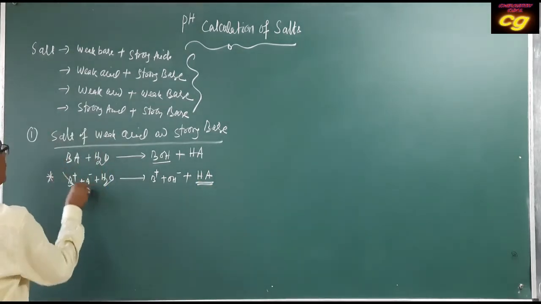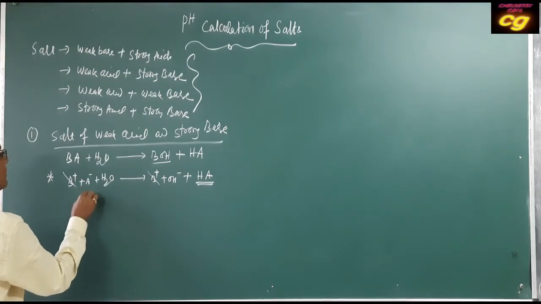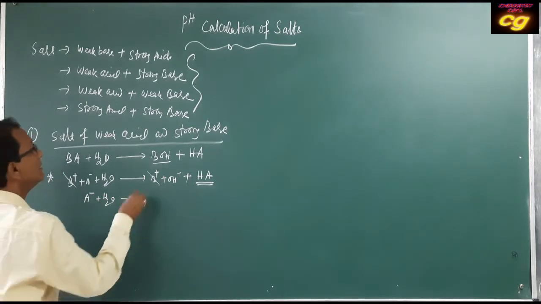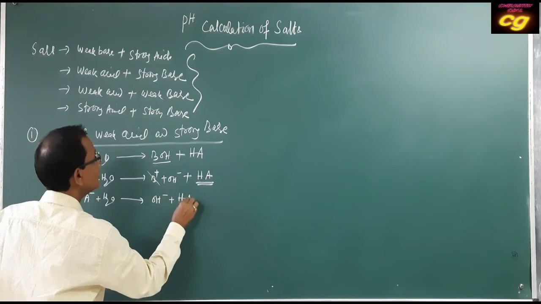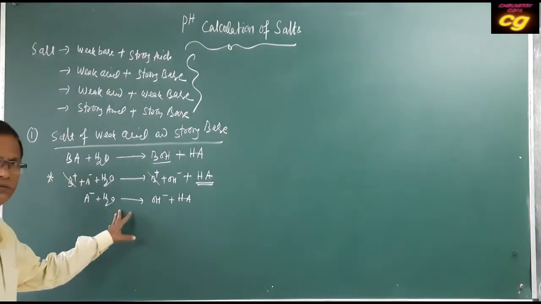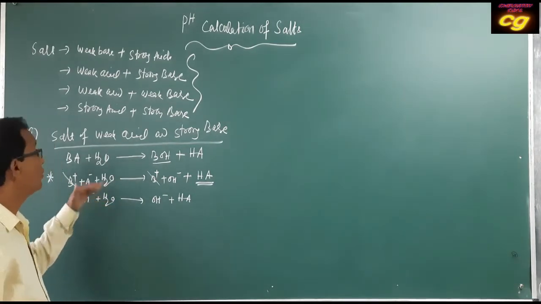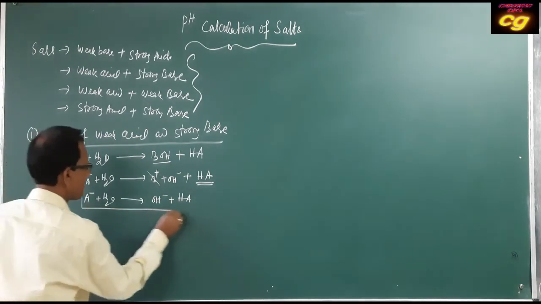So here B plus is cancelled. What is the result? The result is A minus plus water produces OH minus plus HA. So this is the ionic equation of a salt of weak acid and strong base. This is the derivation.